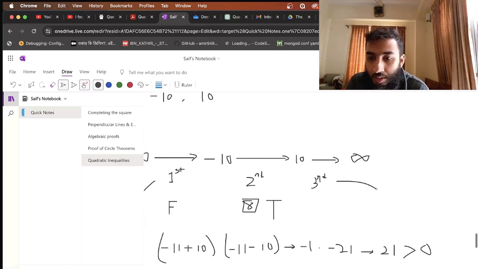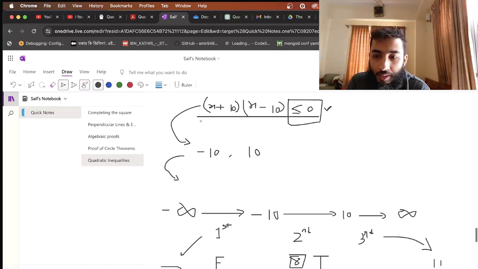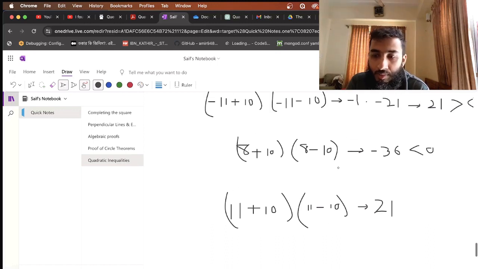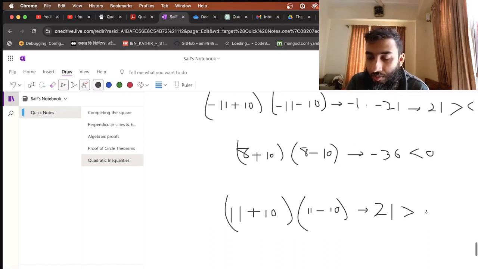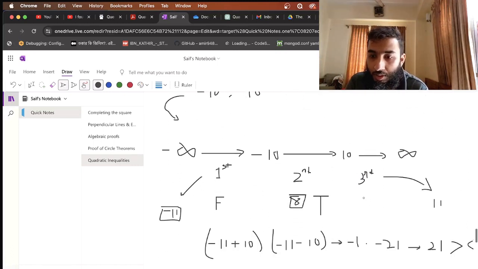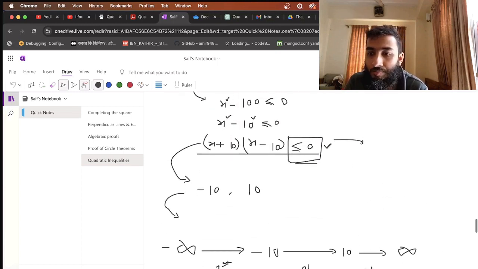So let's now take one value from the third interval. What is between 10 and infinity? Let's say 11, and use this value in this inequality. So what will be 11 plus 10 and 11 minus 10? The result is 21 into 1, which is 21 again. So this is greater than 0. So it does not satisfy this condition less than or equal to 0. So this is false.